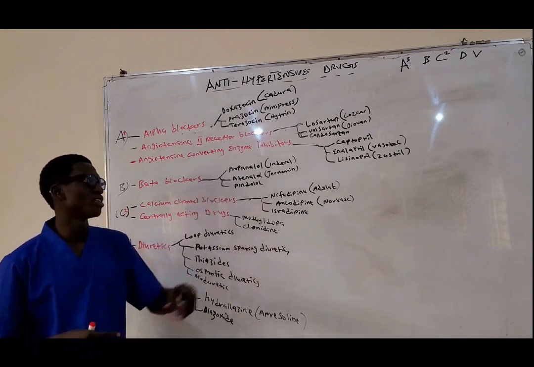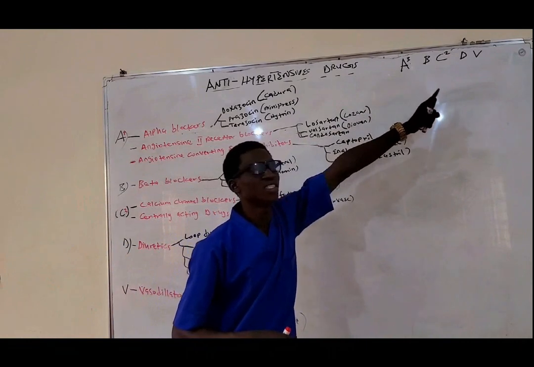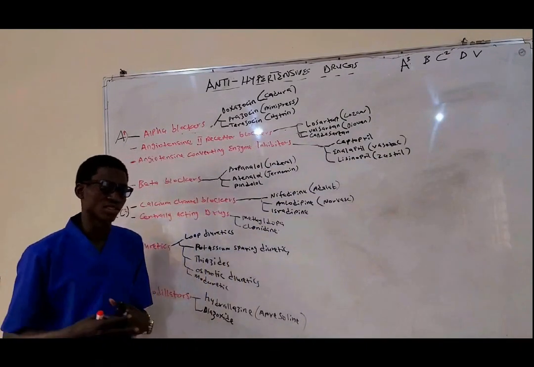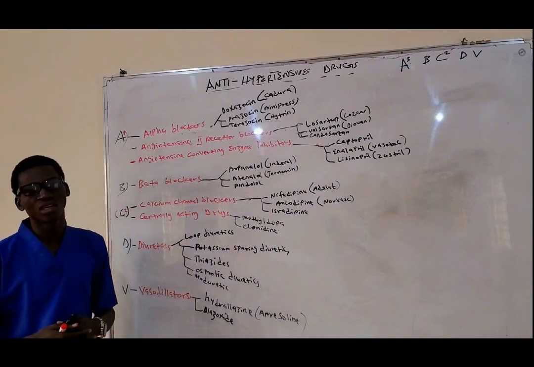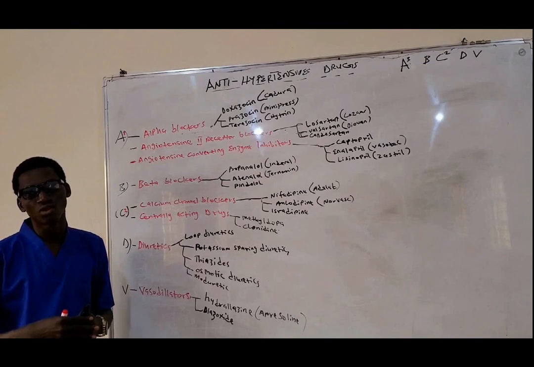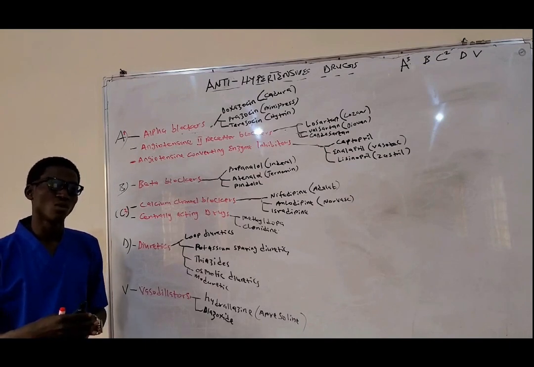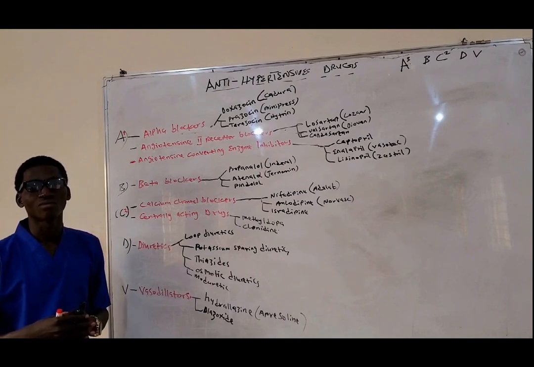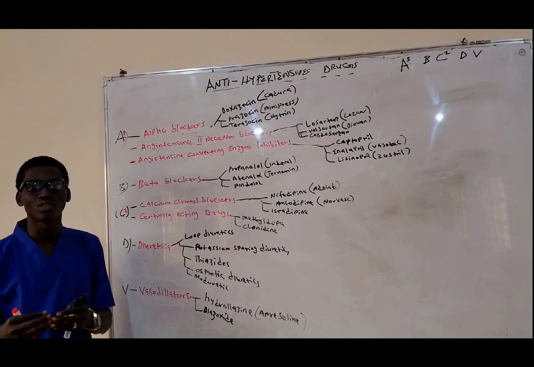Here the mnemonic we have the A square, this is A3, the B, the C2, the D, and the V. Starting from the A now, the A here we have the alpha blockers. The alpha blockers are a class of antihypertensive drugs. When administered to the body, they go directly to the alpha adrenergic receptors to block them. And we all know alpha adrenergic receptors are majorly found within the arteries, and these are the places where adrenaline binds before they start narrowing the blood vessels.